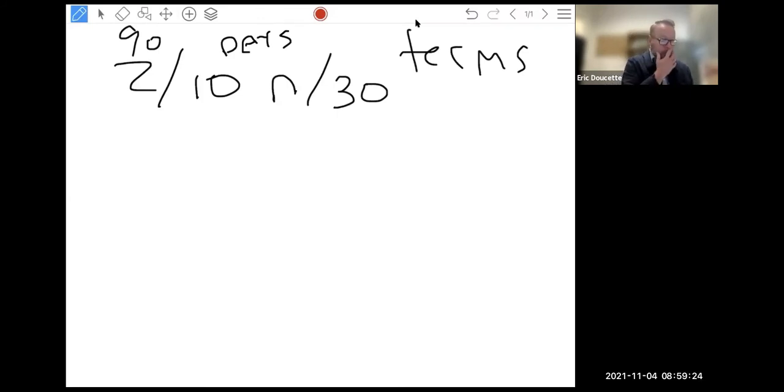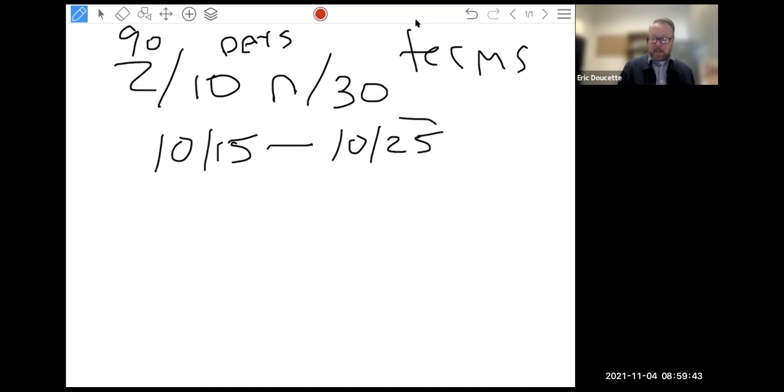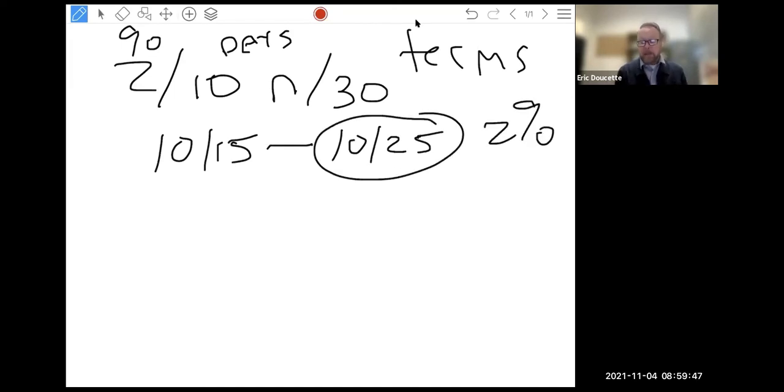In this particular case, if the invoice, let's just say, was dated October 15th, which is what your book uses, then basically you have 10 days. If you pay it within 10 days, you get a 2% discount. So in this case, 10 days would be 10/25. If I pay it by 10/25, I will get a 2% discount on the total tab. And then, of course, net 30 means it's due 30 days from the date that it was originally started.